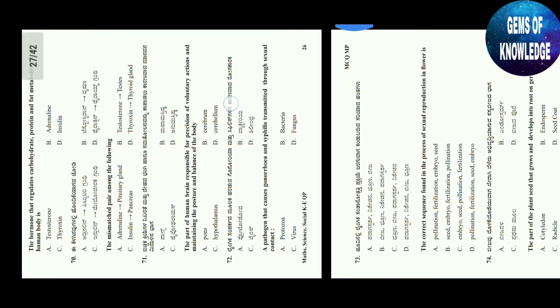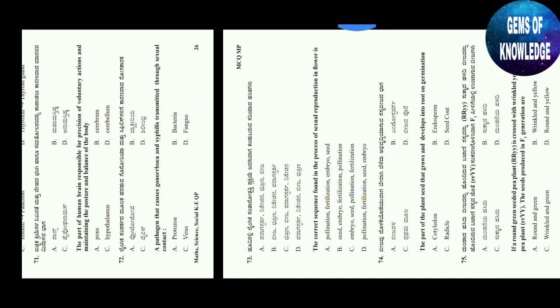Okay, then 72. A pathogen that causes gonorrhea and syphilis, transmitted through sexual contact. So which pathogen among the following can transmit these two diseases? Okay, so the correct answer is bacteria. This is a bacterial infection disease which is sexually transmitted.